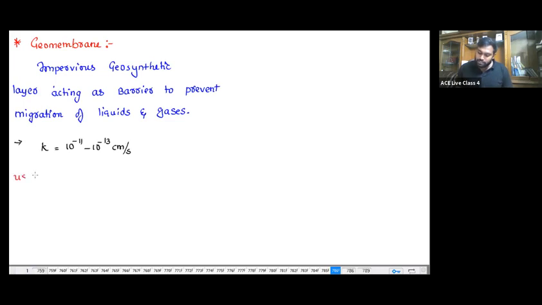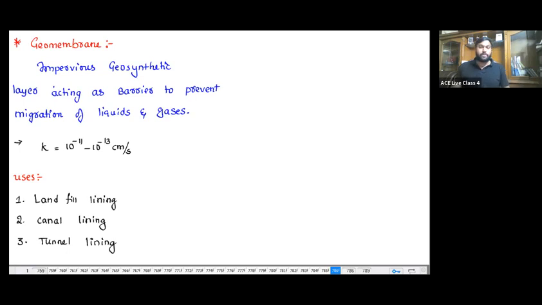And uses: landfill lining, canal lining, tunnel lining. For the lining purpose, we use the geomembrane.